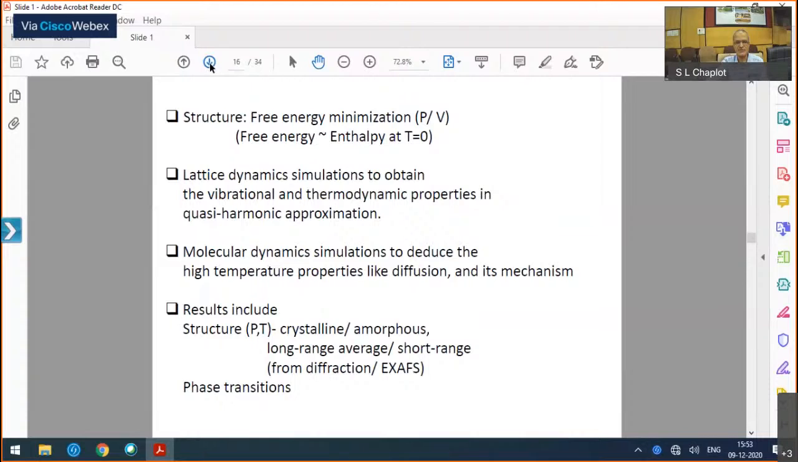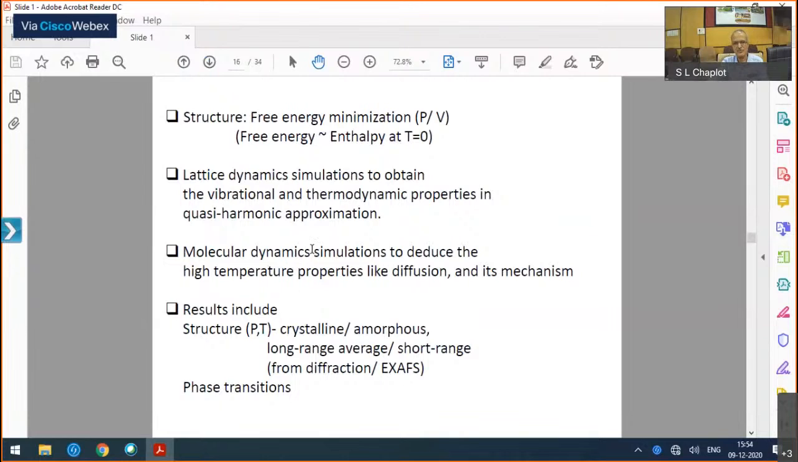Okay, as far as the theory goes, this is just a summary of various kinds of theoretical calculations which are done. You can do the free energy minimization as a function of pressure or volume, or use the enthalpy. You can do lattice dynamics simulation to obtain vibrational and thermodynamic properties in the quasi-harmonic approximation. Once the temperature is not low enough, then there's another technique called molecular dynamics simulation, which we'll talk about in a future lecture. This technique can be used for periodic dynamics as well as stochastic dynamics.